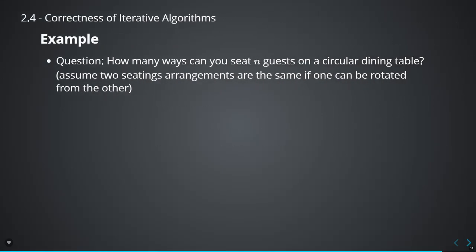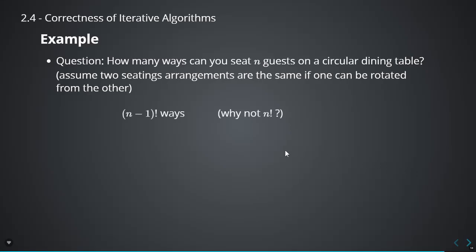Now, the second example. If you have n guests at a circular dining table, how many ways can you seat them? We're going to say that two arrangements are the same if one arrangement is just a rotation of the other one. So if the order is the same, we say they're the same arrangement. Because we care about the order, this is a permutation question. The answer is going to be n factorial. Actually, no, the answer is going to be (n minus 1) factorial instead of n factorial.